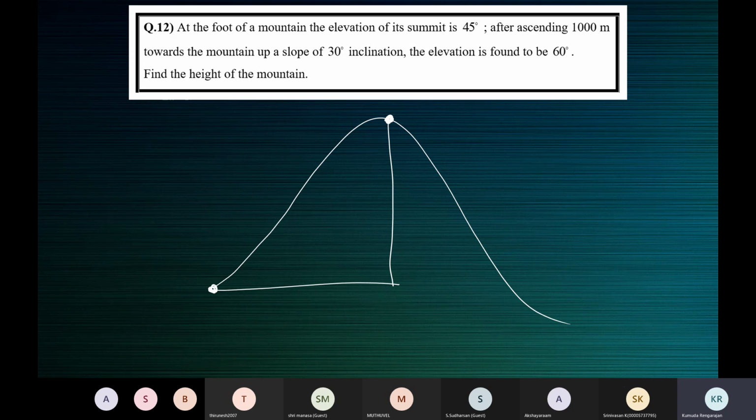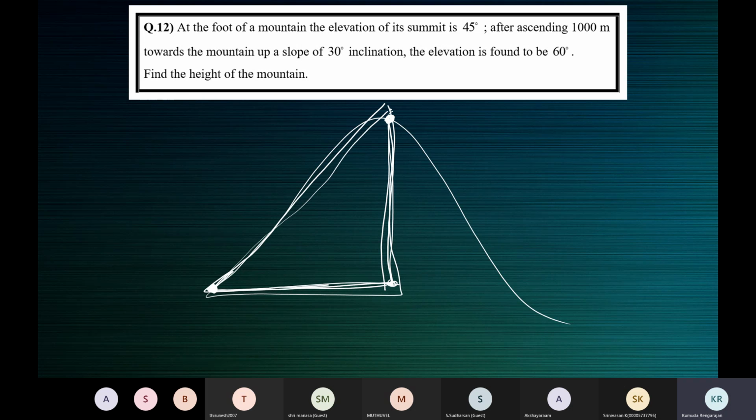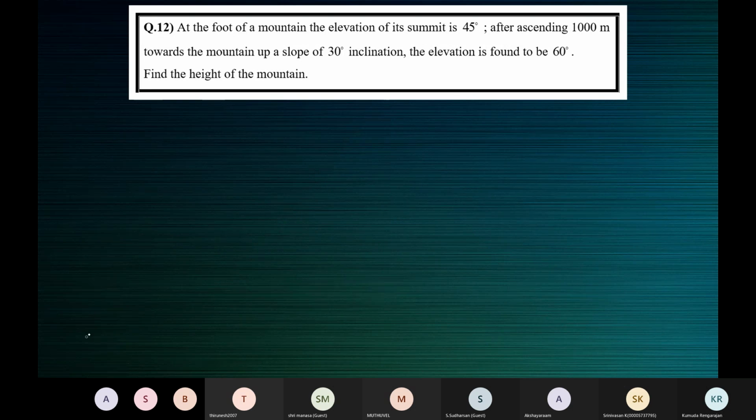This is the mountain peak. This is the height of the mountain. And this is the foot of the mountain. This is the line connecting these 2 points. So we'll be representing only this triangle, this portion, in the diagram. Okay, so this is the height of the mountain, and this is the foot of the mountain. As I showed you, this is the line segment connecting this point and the foot of the mountain.